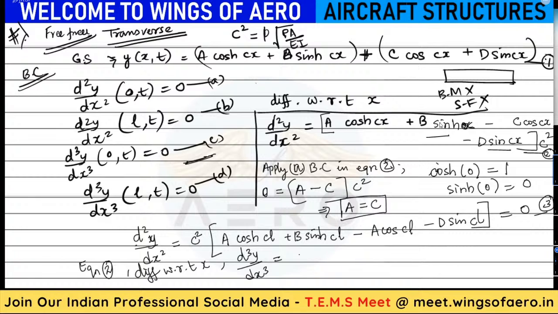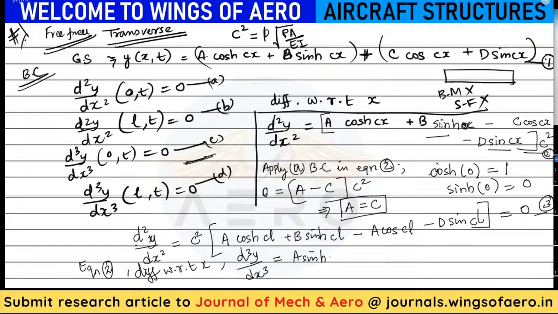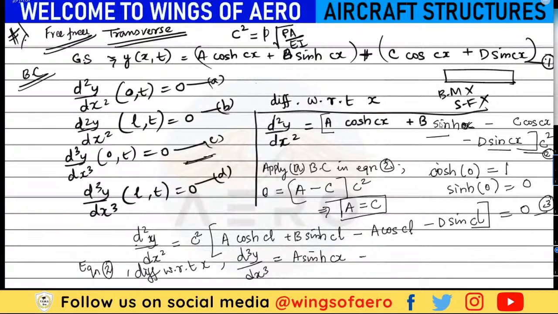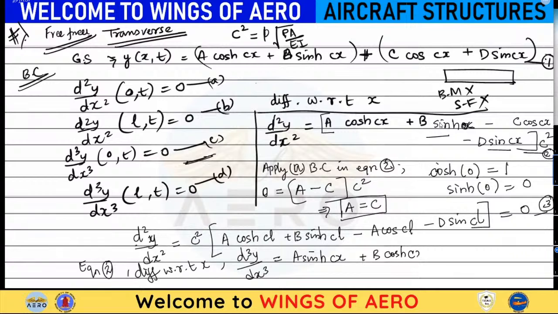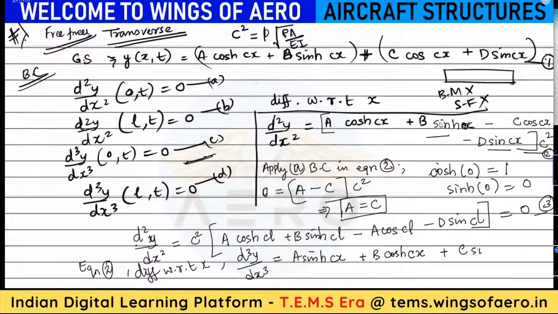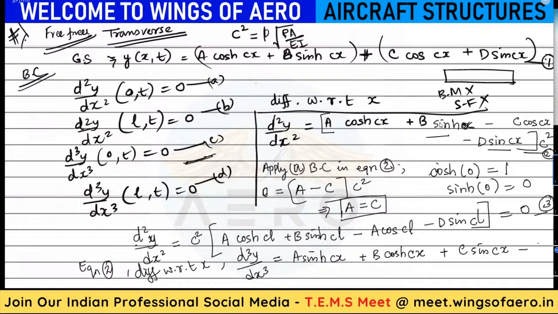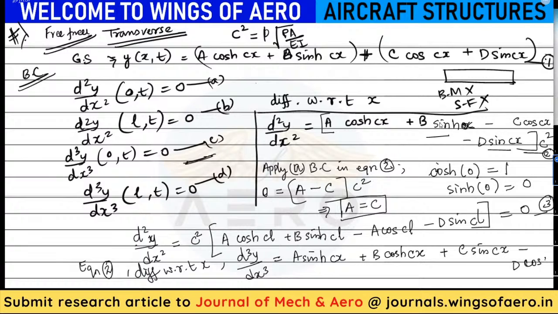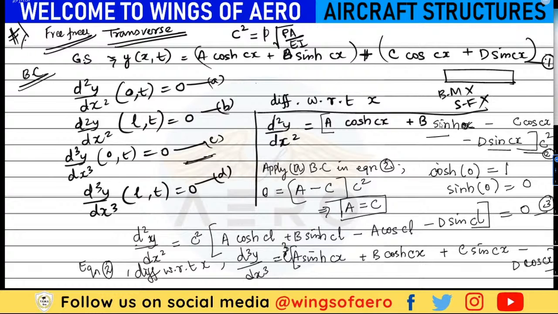A sinh cx plus b cosh cx plus c sin cx minus d cos cx, all multiplied by c cube. Right, very good.